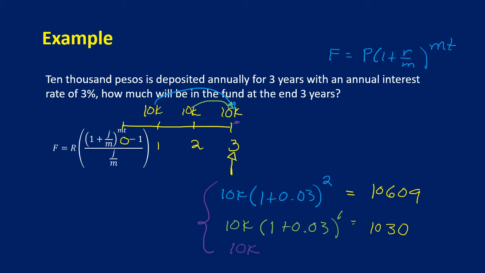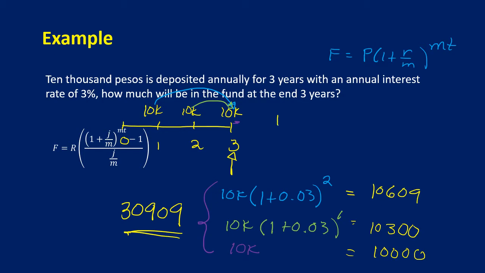1.03 times 10,000 is 10,300. And then, of course, your 10,000. So when you add that, what is that equal to? That's 30,909. That is now the value of your investment together with the interest.